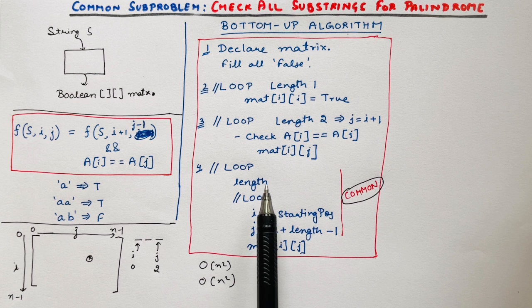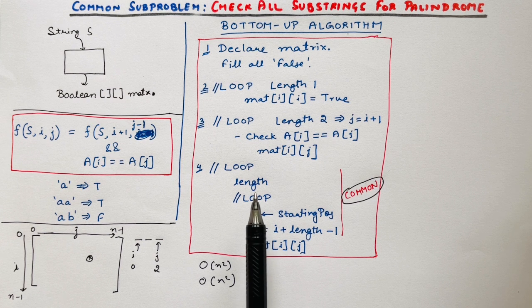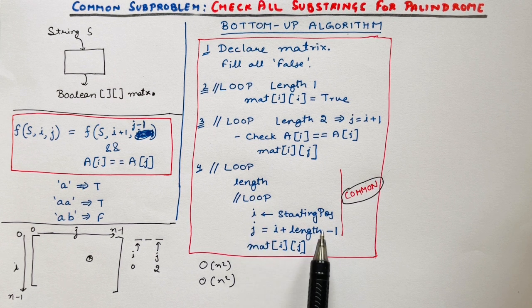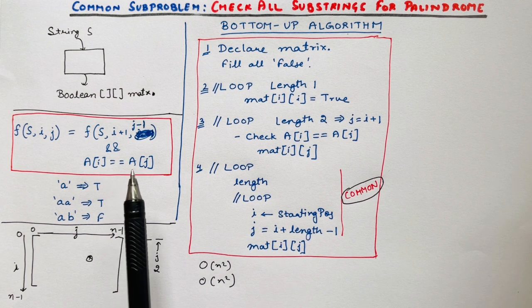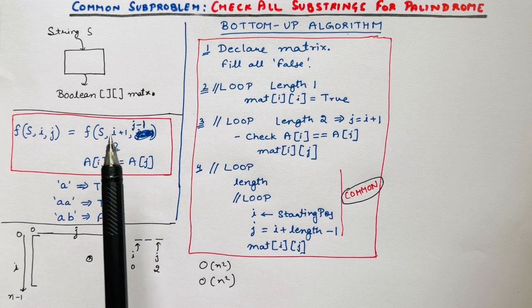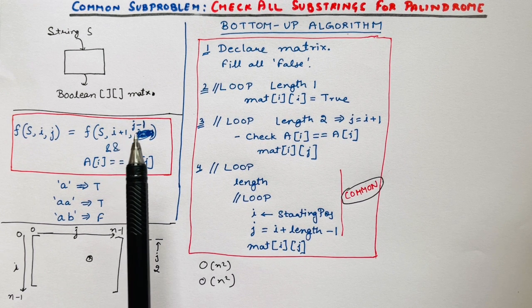How will we find all the substrings with a particular length? We will again loop, and in every iteration we will fix a starting position, starting from 0. Once we have fixed the starting position and we know the length, we know the end position. And now we need to fill matrix of i, j. Now to fill this, do we have all the things that we need? We have ai, we have aj, and we now need matrix of smaller lengths.